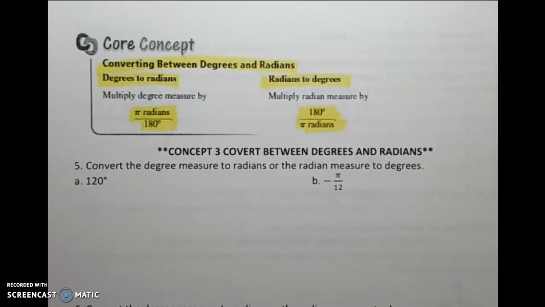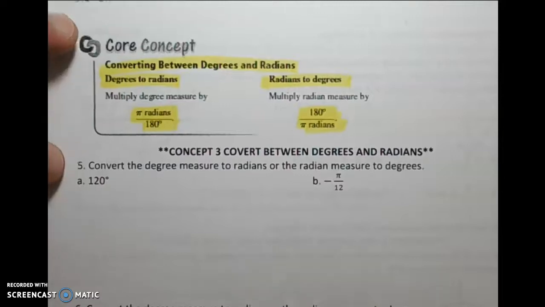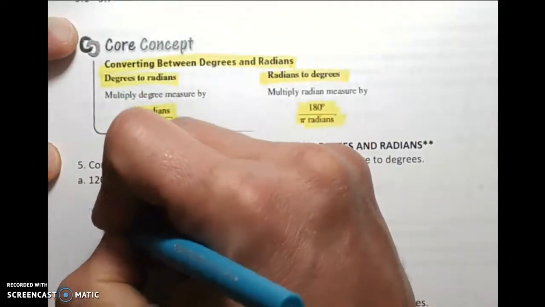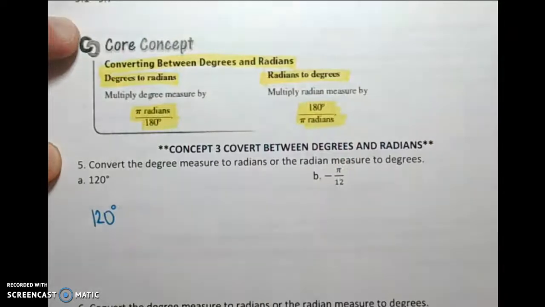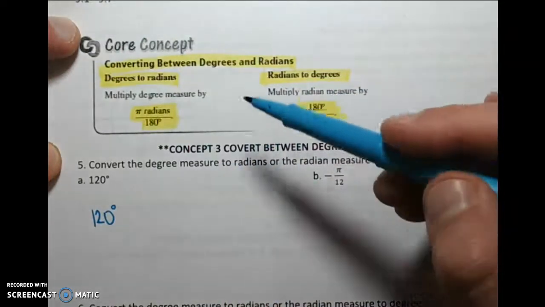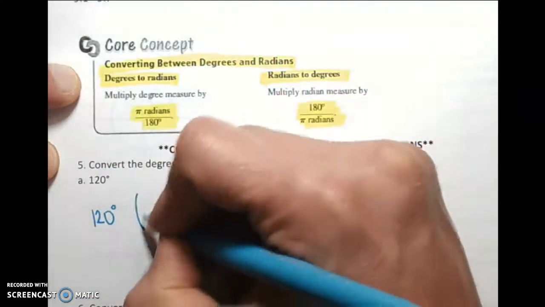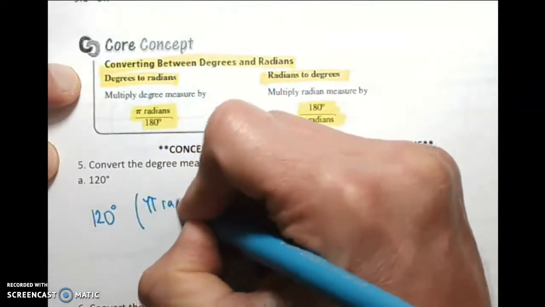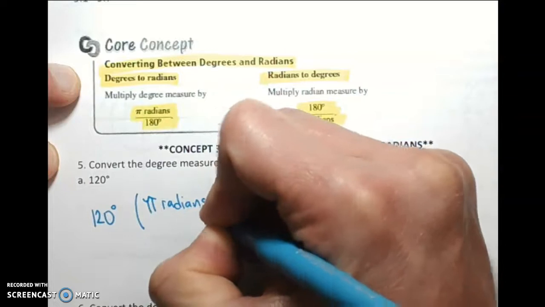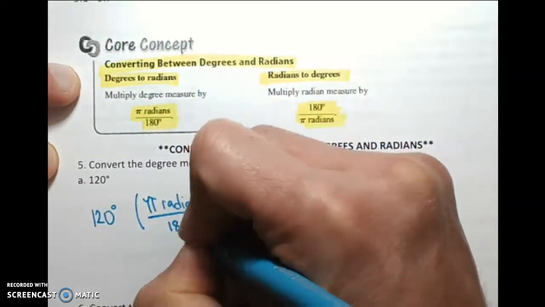Alright, here we go. So I'm going to start with A, 120 degrees. It is degrees. I'm going to convert it to radians. I'm going to use this one, degrees to radians, right here. So it's pi radians over 180 degrees.